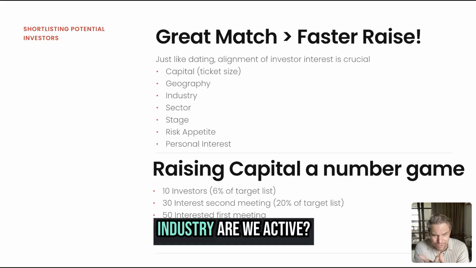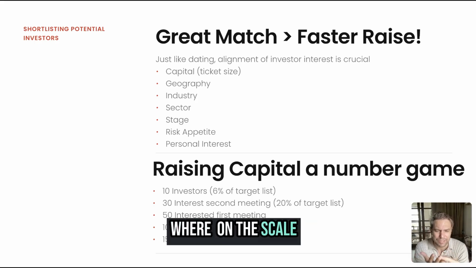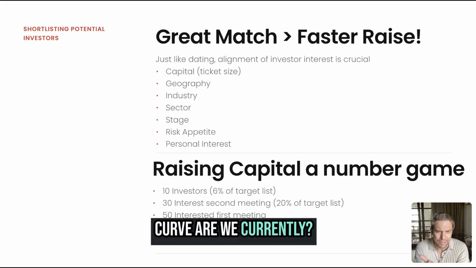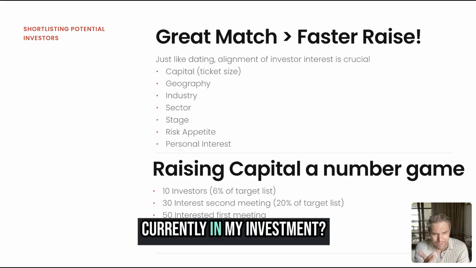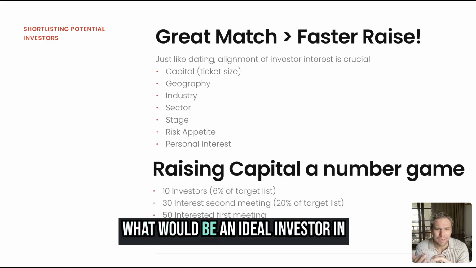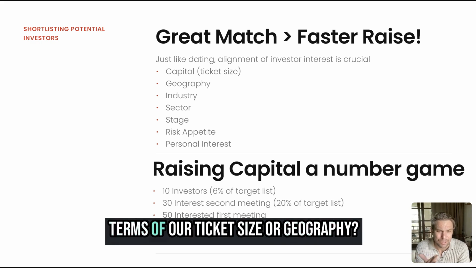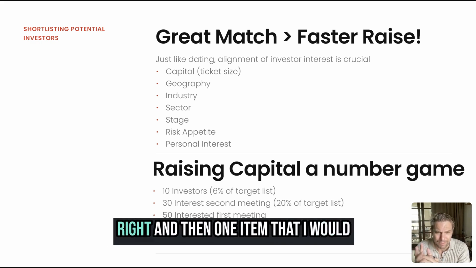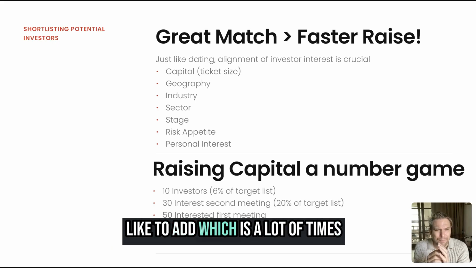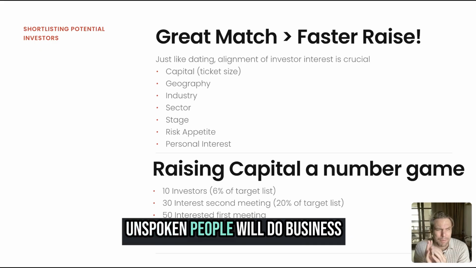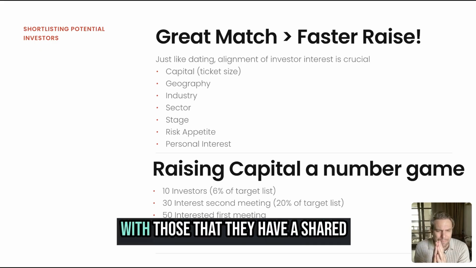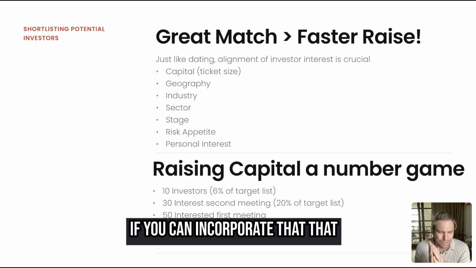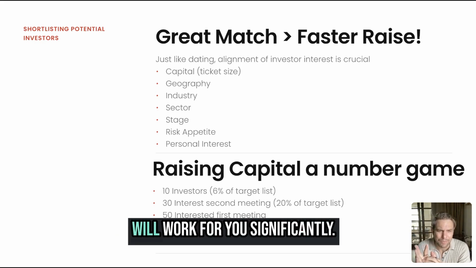Ask yourself, in what industry are we active? Where on the scale curve are we currently? How much risk is there currently in my investment? What would be an ideal investor in terms of our ticket size or our geography, right? And then one item that I would like to add, which is a lot of times unspoken, but people will do business with those that they have a shared or common interest with. So if you can incorporate that, that will work for you significantly.